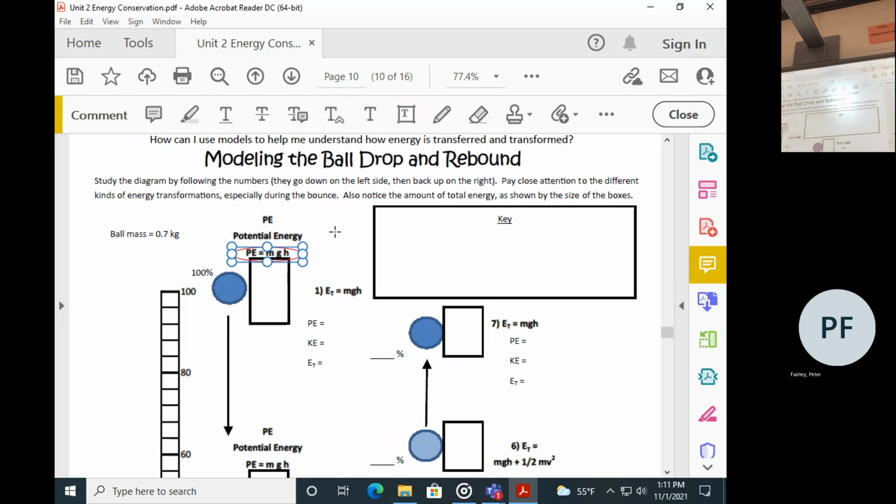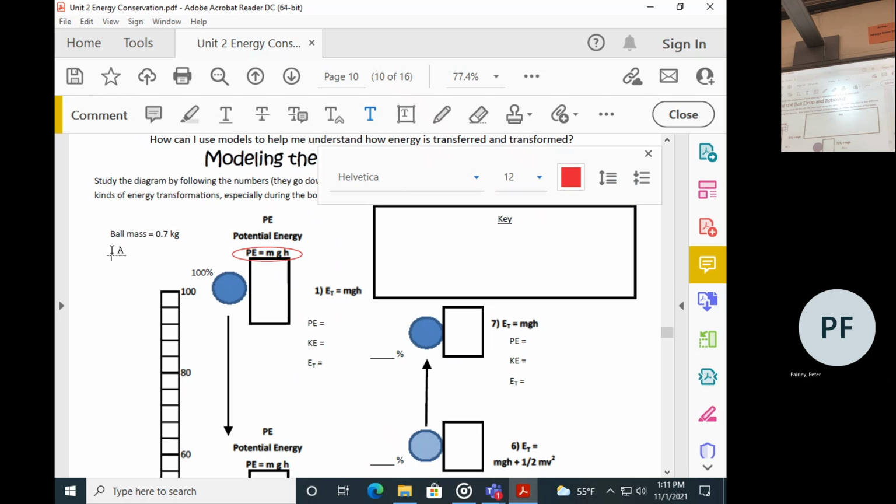Let's figure that out. First of all, what's MGH stand for? M is mass, G is gravity, H is height. So that was a really good question he had. You can't solve it without knowing the height, right? And you are going to need a calculator at this point. Whether it's your phone or the one on your computer, it doesn't matter. But notice right here in the corner, it tells you the mass of the ball, doesn't it? The ball mass is 0.7. So put that in your calculator.